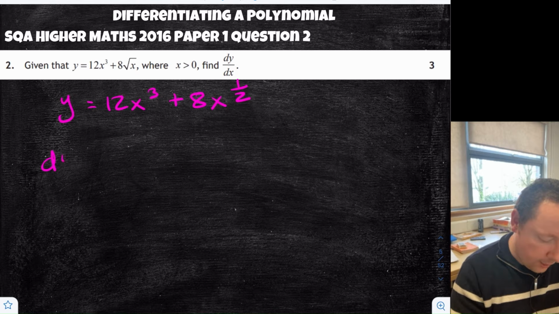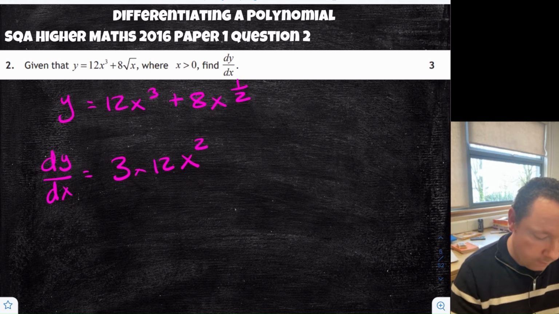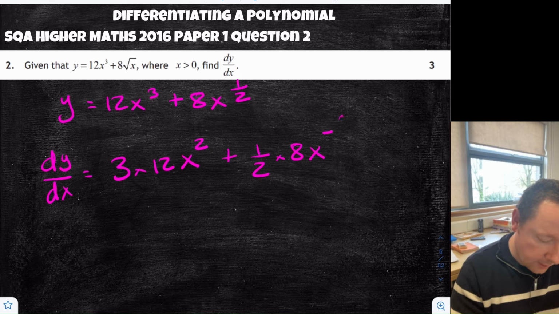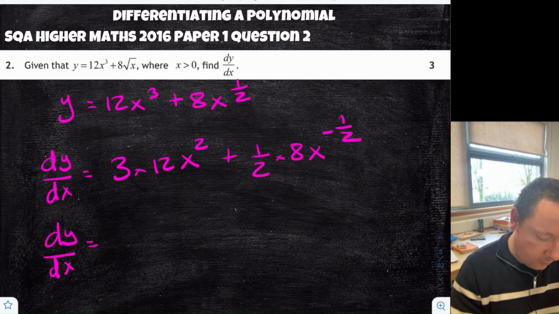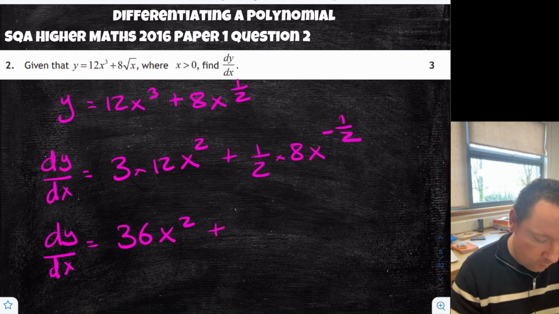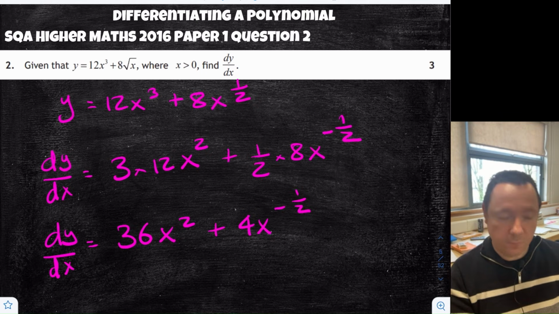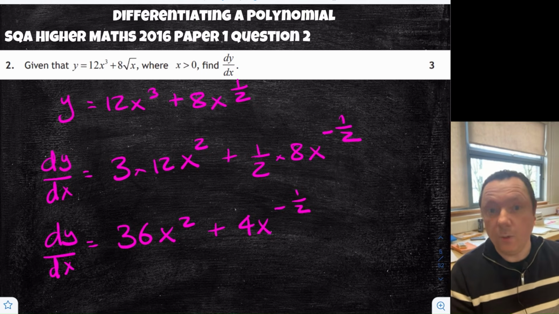So dy by dx, taking the power down to the front, 3 times 12x, take away 1 from the power, squared, plus a half times 8x, take away 1 from the power, minus a half. So dy by dx, 3 times 12 is 36, x squared, a half of 8 is 4, so plus 4x to the minus a half. And there's no reason to make that a positive power because we've just defined dy by dx, so we're done there.